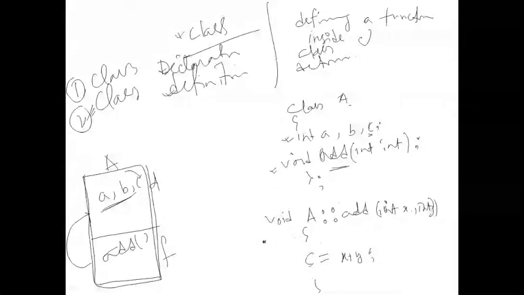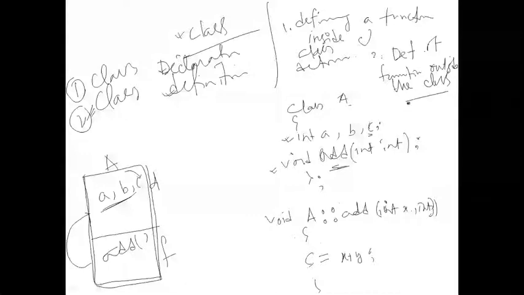So here we defined the function outside the class. So this is another concept, this is 1 and this is 2. Then definition of function outside the class. Sometimes it is asked in exams also to define a function outside the class. So this is the example.